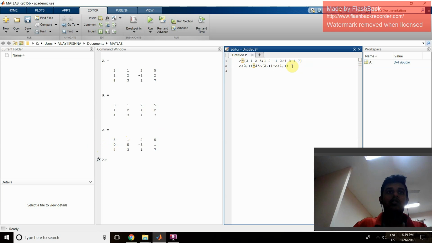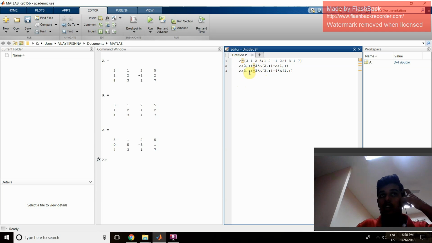To do that, we multiply the first row by 4 and the third row by 3 and subtract the first row from the third row. So we do it by A(3,:) is equal to 3 times the third row minus 4 times the first row.